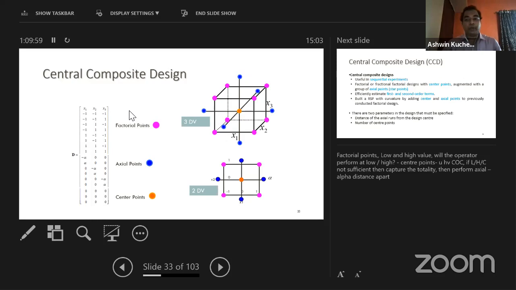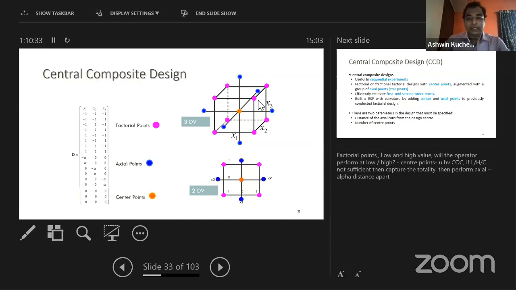Now, these factorial points are with -1, +1 for the factorial design. The 0 term is not included here. So these are low and high values. Now, if I give a central composite design to an operator, will that operator perform these factorial points exactly at low and high? Sometimes he might not perform the experiment at low; he might perform it in this vicinity. It might not be at high, it might be near to the high. So we are not sure whether it was at the center or this.